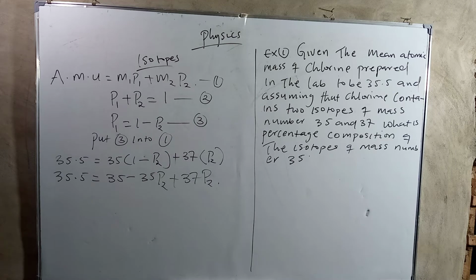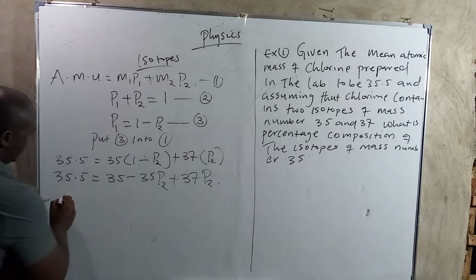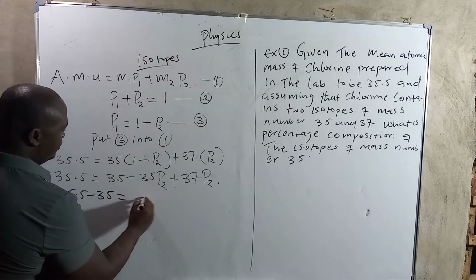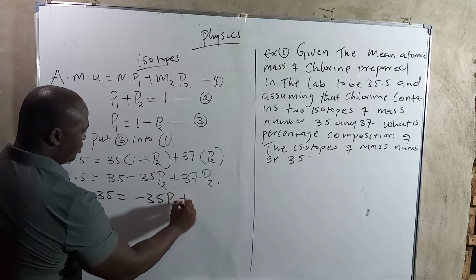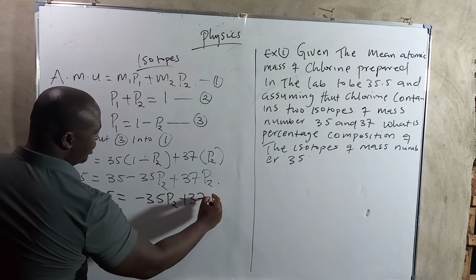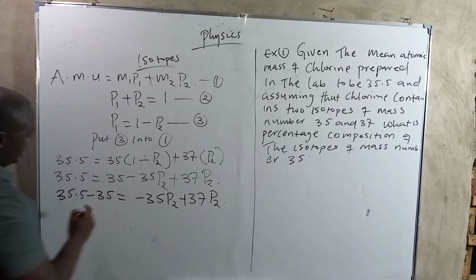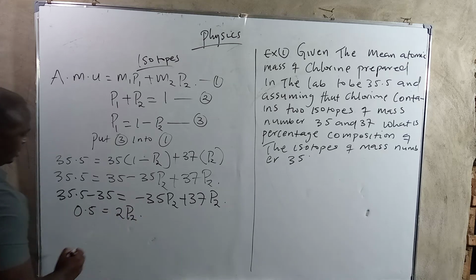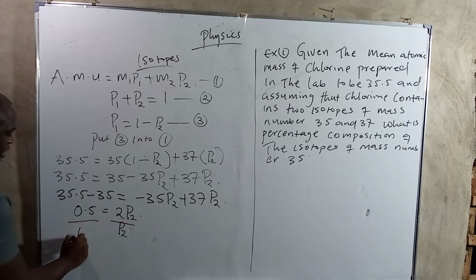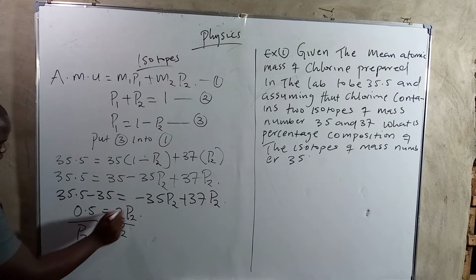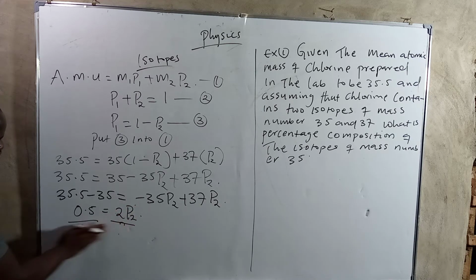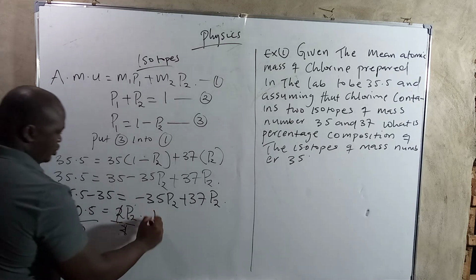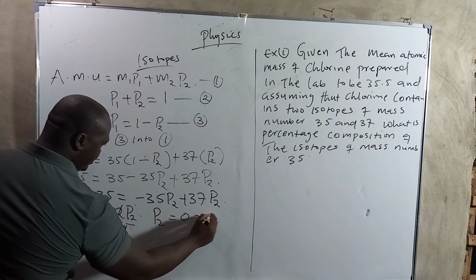Now all you have to do is collect the like terms. So this is 35.5 minus 35 is equal to minus 35P2 plus 37P2. Now this will give you 0.5 is equal to 2P2. So making P2 the subject of the formula, I divide by 2 on both sides, so your P2 is 0.25.